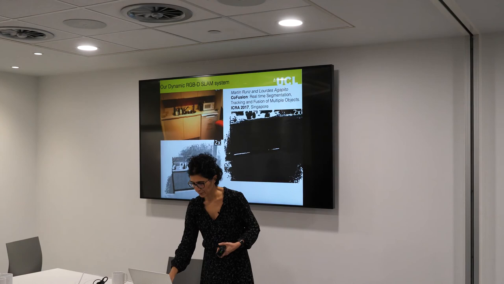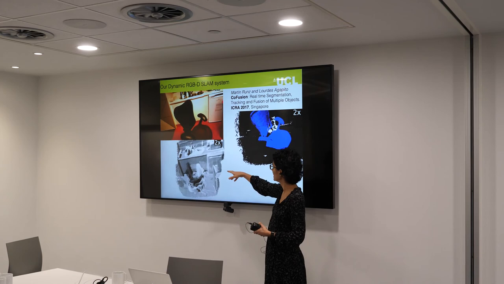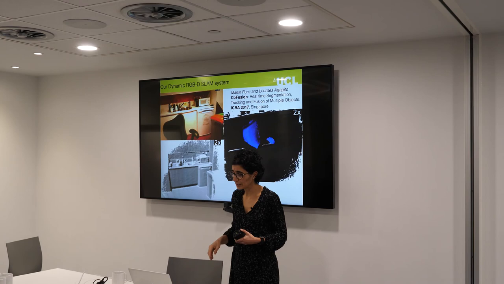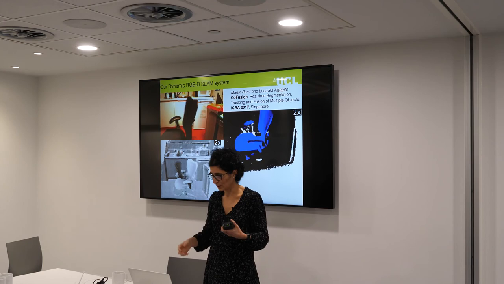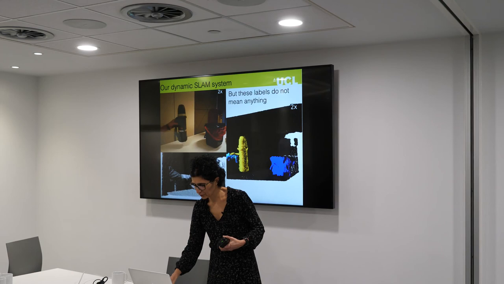So here's our first system where we were working with motion segmentation only, so we were detecting pixels that were moving independently from the camera and we were reconstructing them as a different object. But of course here we don't have a sense that this is a chair, for instance, so this is why we then moved on to using semantic segmentation. Okay, so here's another example where we have different objects that are moving. They're being segmented and reconstructed in real time.